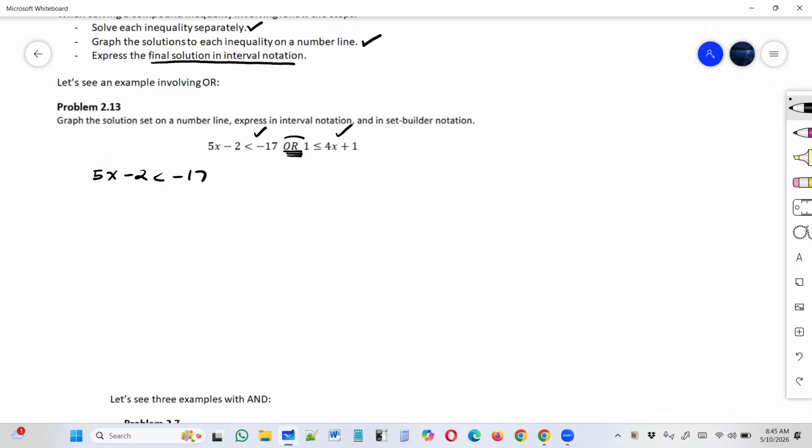So here's the first one, and we solve it as if we were solving an equation, right? So isolate the variable, so plus 2 on both sides. Cancel. 5x less than negative 15. Divide both sides by 5, right? The 5 cancels here. I am left with an x. And negative 15 divided by 5, negative 3. Now, in this case, does the inequality change? No, it does not change because we divided by a positive number. So this is my final answer for that inequality. Now let's do the other one.